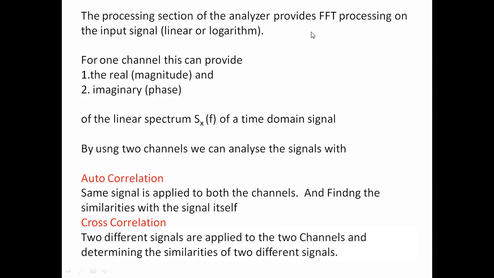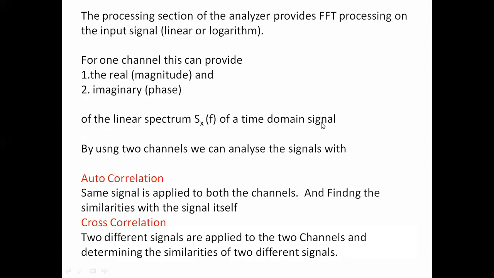So in the processing section, we have the FFT processor. With that, we use the FFT algorithm, so the signals will be processed. For one channel, this can provide a real magnitude and phase. So it will provide the information of the magnitude as well as the phase. In the real part we will get the magnitude and in the imaginary part we will get the phase. So we will get the information of the signals in the form of magnitude as well as phase.